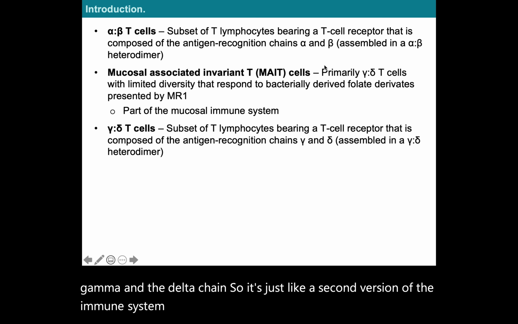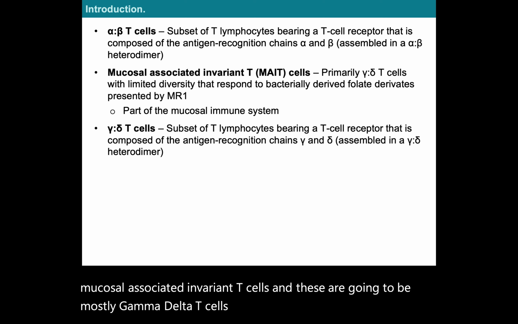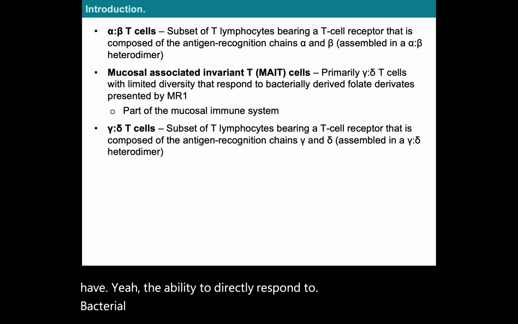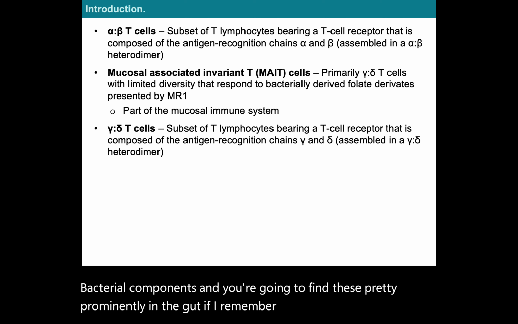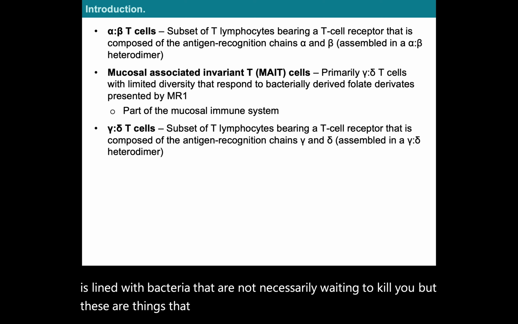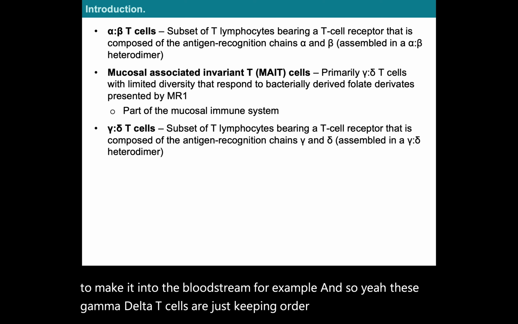And you've also got these invariant T cells, mucosal associated invariant T cells. And these are going to be mostly gamma delta T cells, and they're going to have the ability to directly respond to bacterial components. And you're going to find these pretty prominently in the gut, if I remember correctly. And I mean, the gut is lined with bacteria that are not necessarily waiting to kill you, but these are things that could very easily get out of hand if they were to make it into the bloodstream, for example. And so, yeah, these gamma delta T cells are just keeping order down there among all that rabble down in your intestines.